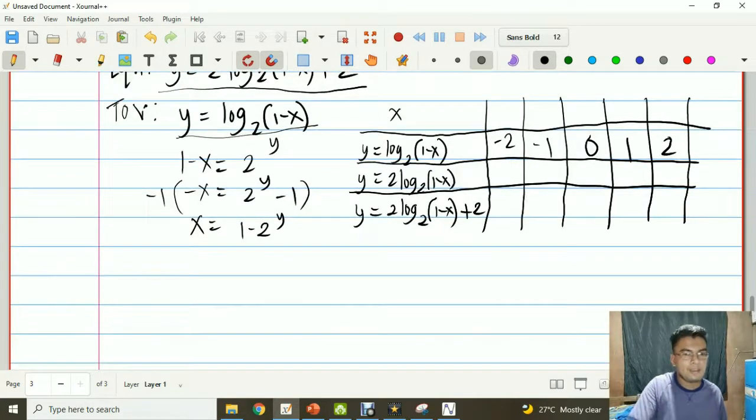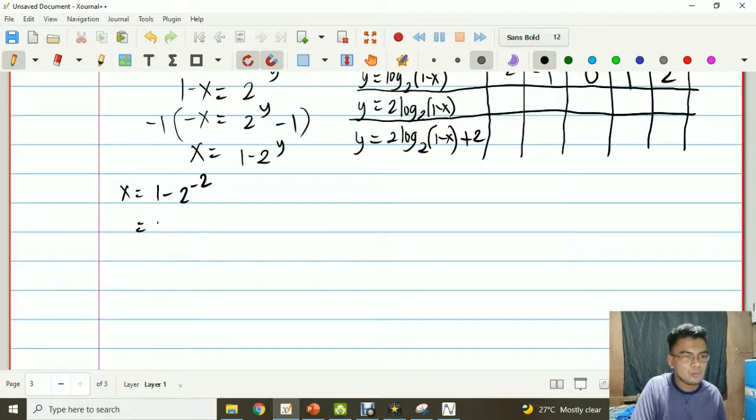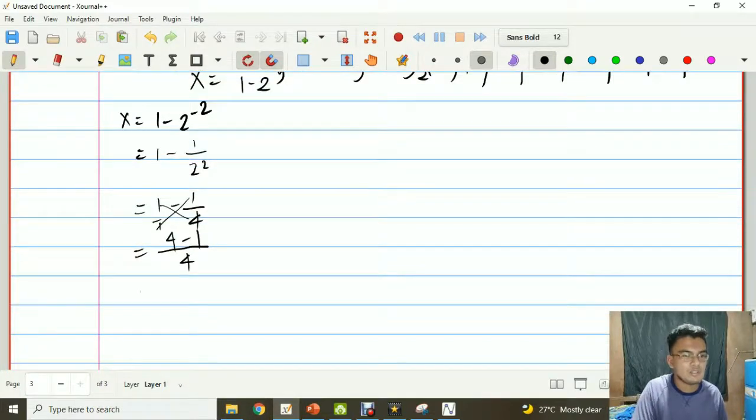So if y is negative 2, then x will be 1 minus 2 raised to negative 2. That is 1 minus, si 2 raised to negative 2, pwede siyang i-write as 1 all over 2 squared para maging positive yung kanyang exponent. And then simplifying this, it will give us 1 all over 1/4 all over 1. Ang LCD ay 4, and then we cross multiply. 1 times 4 is 4. 1 times negative 1 is negative 1. So 4 minus 1 is equivalent to 3 all over 4.